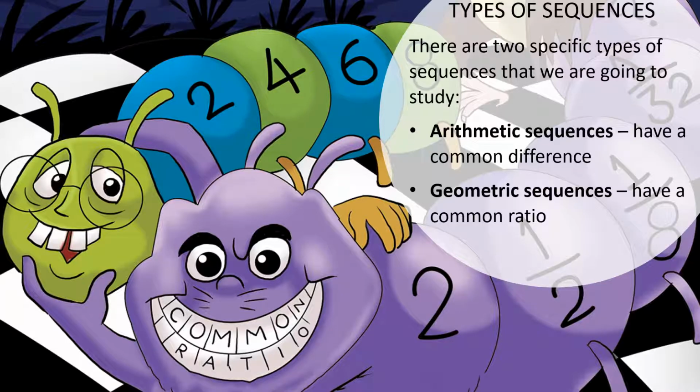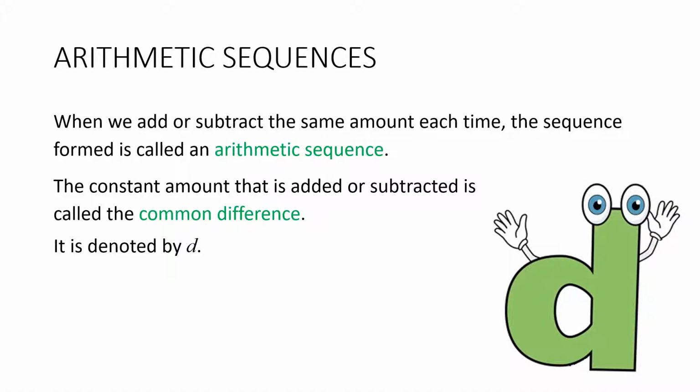Now there are two specific types of sequences that we're actually going to study. They're arithmetic sequences and geometric sequences. Arithmetic sequences have a common difference and geometric sequences have a common ratio. So let's start with arithmetic sequences. When we add or subtract the same amount each time, the sequence formed is called an arithmetic sequence. And that constant amount that's added or subtracted is called the common difference. And we use the letter d to denote the common difference.